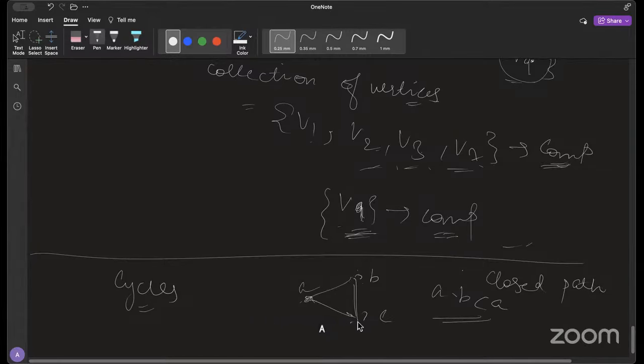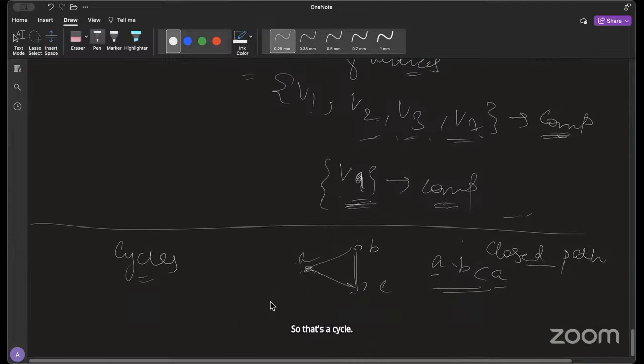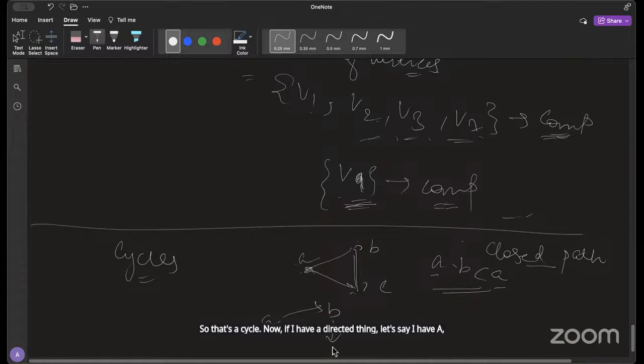A to B, B to C, C to A. This is a cycle because this is a closed path and its starting point and ending point are the same. Now, if I have a directed graph, let's say I have A to B, B to C, and then C to A. Now this is again a cycle, right? A to B, B to C, C to A.